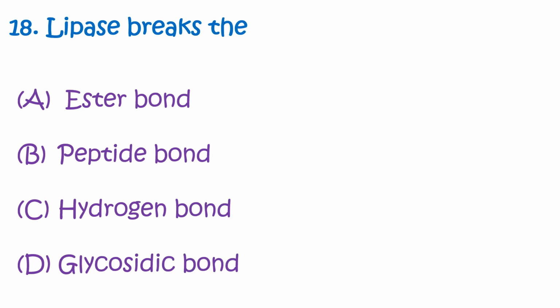Question number 18. Lipase breaks the: option A ester bond, option B peptide bond, option C hydrogen bond, option D glycosidic bond. And the correct answer is option A, ester bond.